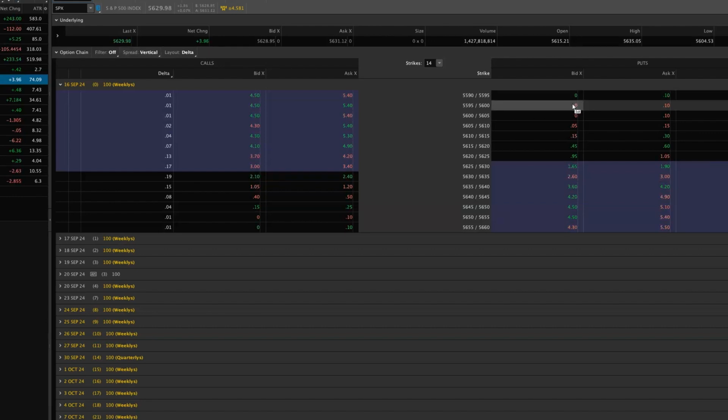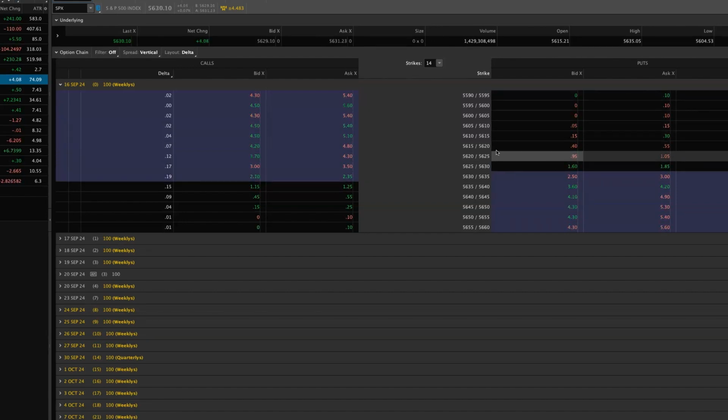I see that there's absolutely nothing. So that means that I have to move a little bit closer to the money. Closer to the money means that I have to move closer to this area where the price currently is hovering around 56.30. Because of the time of the day, that is the reason why there is no premium further out of the money.